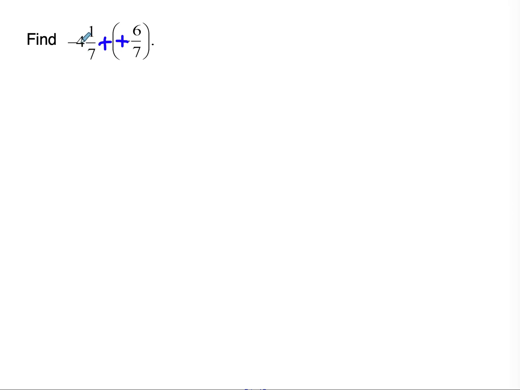So 7 times 4 is 28 plus 1 is 29. So I'm going to have -29/7 plus a positive 6/7. Okay, different signs, find the difference. If you need to, you can go off to the side, line up those place values. 9 minus 6 is 3. Bring down our 2. More negatives, the answer is going to be negative. So I've got -23/7.